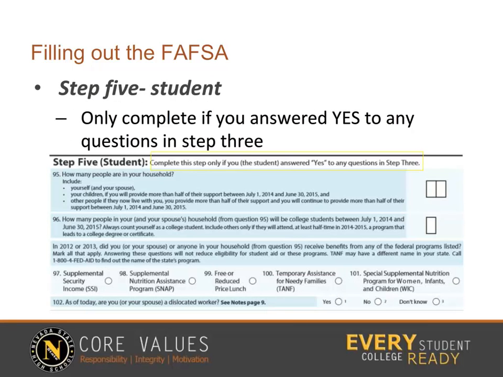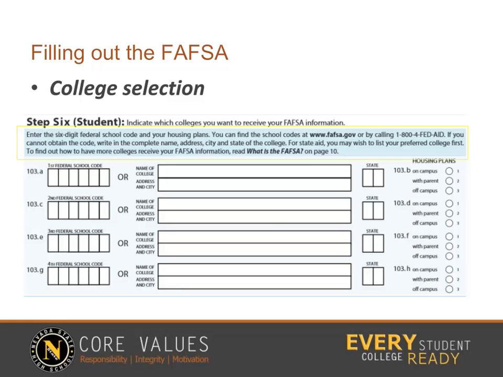Step 5 is only completed by applicants who answered yes to any question in Step 3. This section discusses the applicant's marital status and the number of people living in the house. Click to the next slide when you are ready. The next section will ask you about your college plans. Click to the next slide when you are ready.